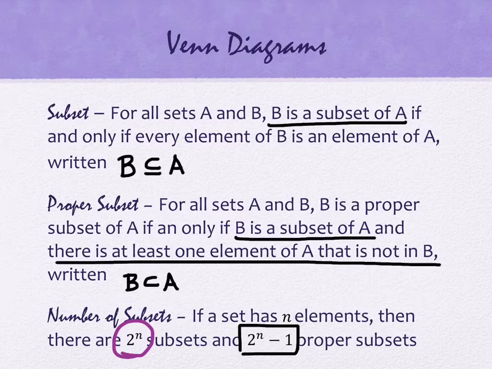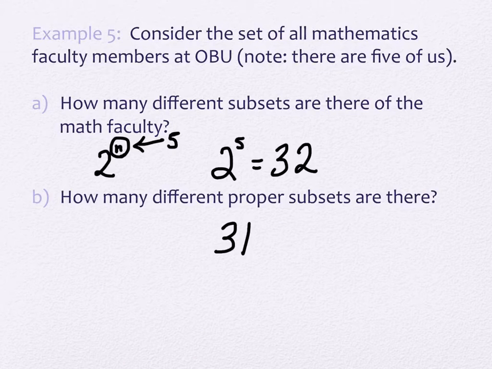If 2 to the 5th is the count of values for everything, what does it mean to say that there are 32 different subsets and there are only 5 of you in the math faculty? I'm going to write out some of these subsets so that we can do it.